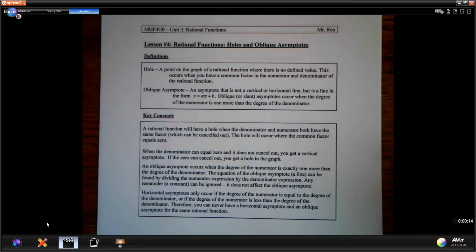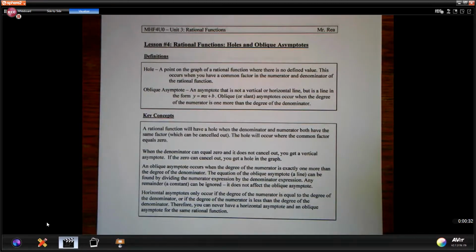We've learned about what rational functions are. We've learned about how to determine vertical asymptotes, horizontal asymptotes, zeros, so x-intercepts, y-intercepts, and be able to do a sketch of what the graph looks like.